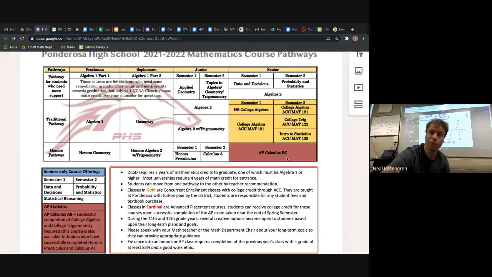A lot of people, instead of going the Calc BC direction, would actually benefit coming down here. I know it says seniors only, but you can do this as a junior for sure. You can take a class like Calc AB your next year after taking Honors Pre-Calc, Calc A, which means that the Calculus A semester that you'll see here this spring that we will start really, really soon, you'll actually see in the fall.